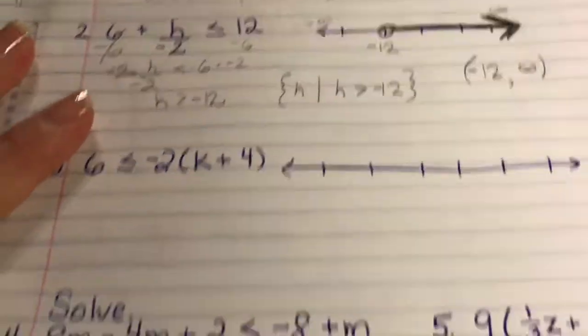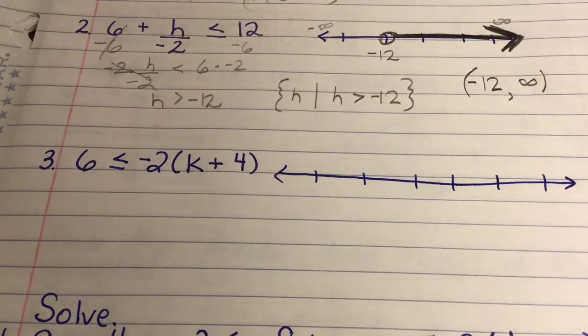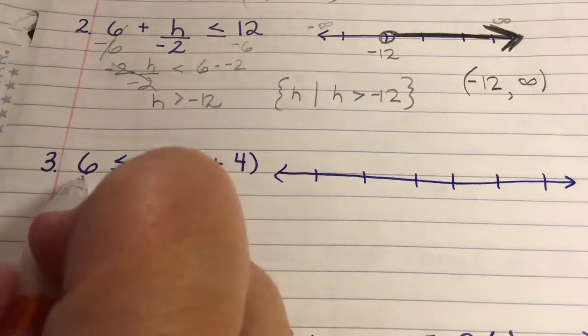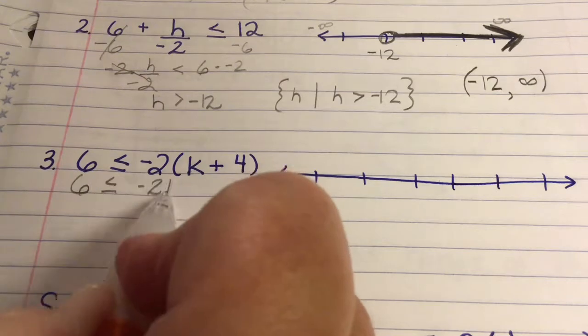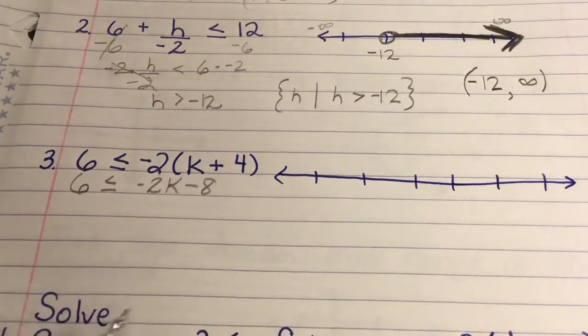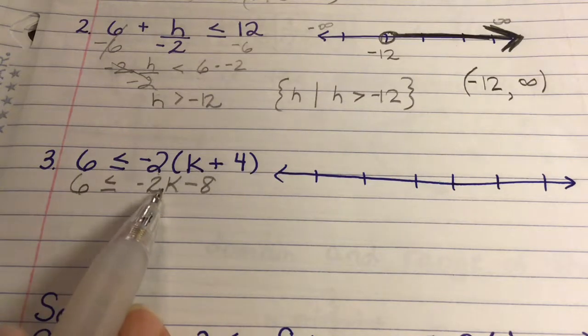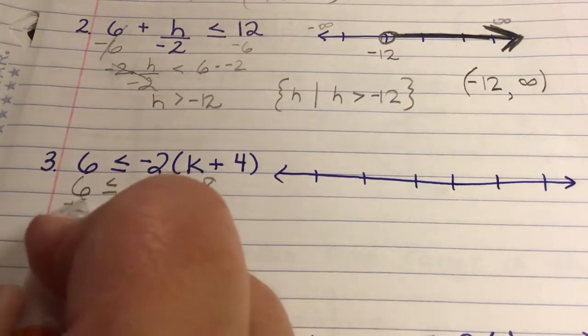Okay, so here's number 4. For number 4, I'm going to distribute first. So I'm going to have 6 is less than or equal to negative 2 times k, which is negative 2k. Negative 2 times 4 is negative 8. Now I want to get my negative 2k alone, so I'm going to add 8 to both sides.